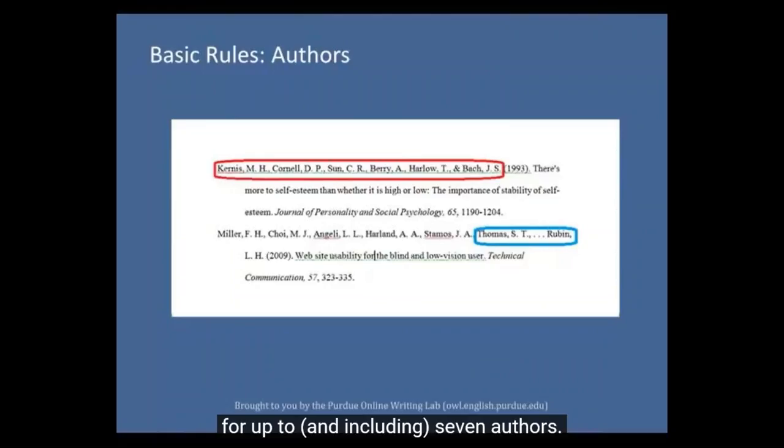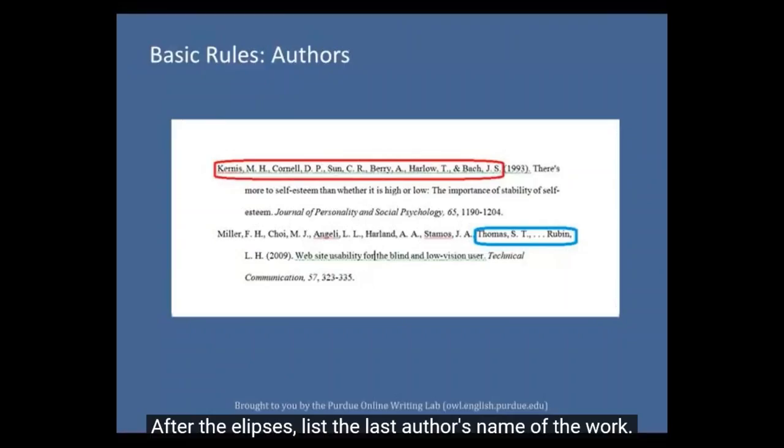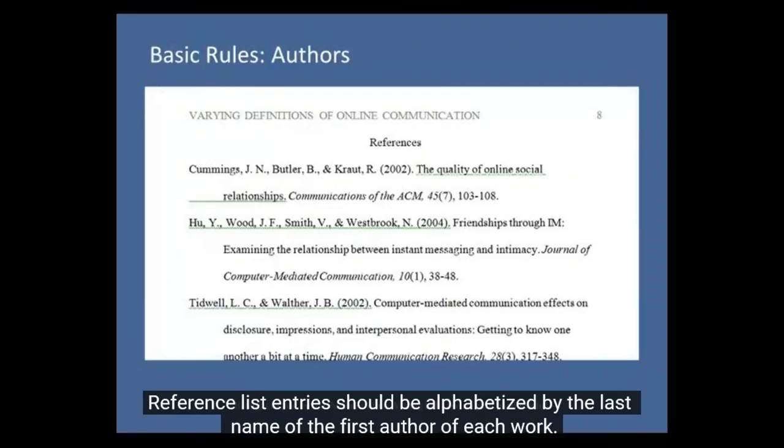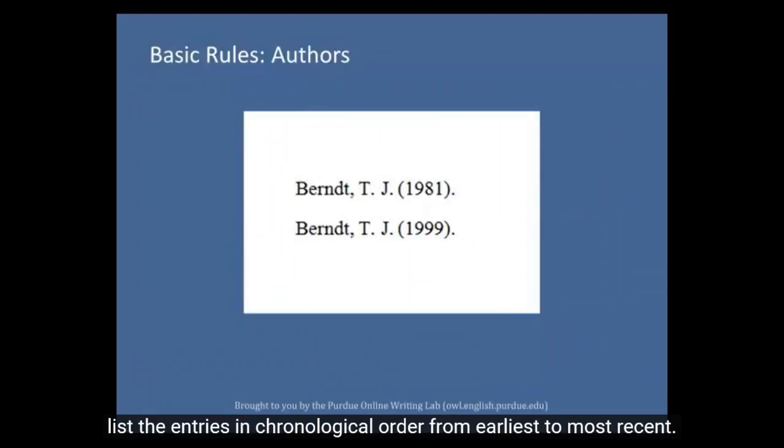If the work has more than 7 authors, as in the example circled in blue, list the first 6 authors' names. After the ellipses, add the last author's name. Reference list entries should be alphabetized by the last name of the first author of each work. If you have more than one article by the same author, single author references or multiple author references with the same authors in the same order must be in chronological order from earliest to most recent.